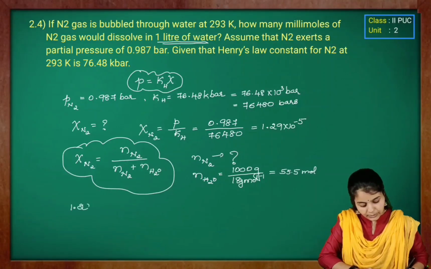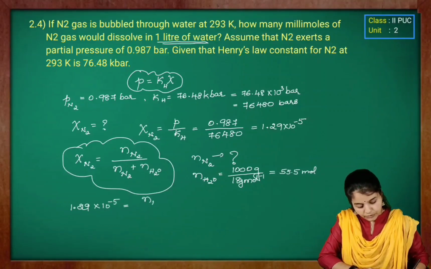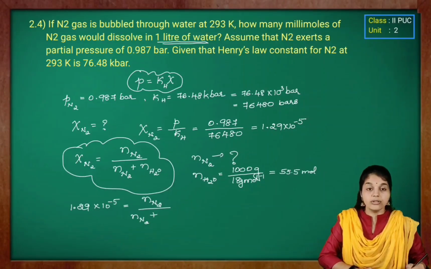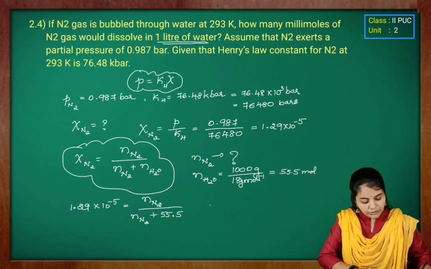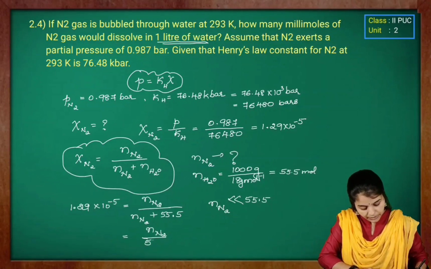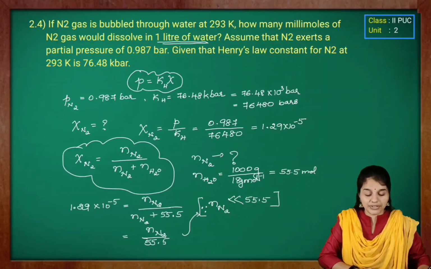Now let us substitute this into the formula for mole fraction of nitrogen. We have calculated the mole fraction as 1.29 × 10^-5. The number of moles of nitrogen is what we have to calculate. In the denominator also, we have the number of moles of nitrogen plus the number of moles of water, that is 55.5 moles. If we consider the number of moles of nitrogen with respect to the number of moles of water, it is very much less than 55.5. Therefore, I can write the denominator as 55.5, since the number of moles of nitrogen is very much less than 55.5.